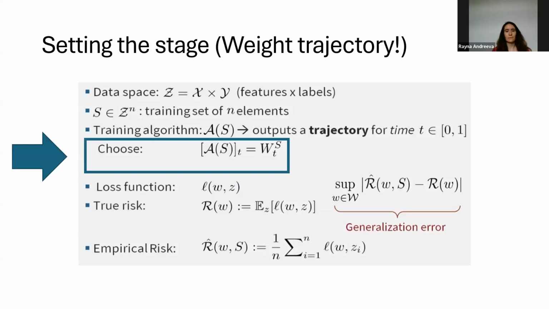Let's give a bit more formalism to what we just talked about. And the most important point here is to define the generalization error. So here we consider the true risk, which is the expected value of all the points over the loss function, and the empirical risk, which is the only thing you actually have access to because you have a finite sample in your dataset. And the generalization error is considered to be the difference between this empirical risk and this true risk.